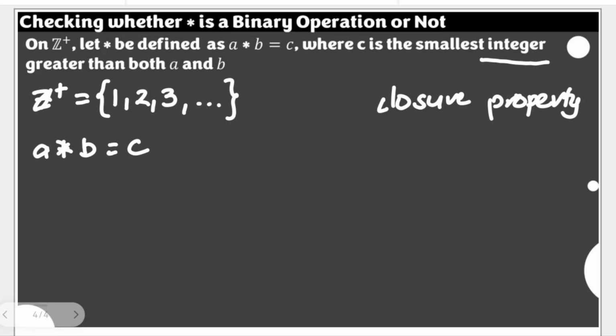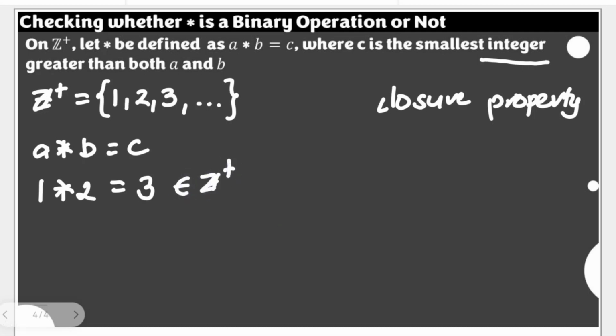What we just need to establish is that this integer c should be positive, so it would be an element of Z plus. Of course, if we pick 1 star 2, the result is c, which is the smallest integer greater than both a and b. So we have 3, because 3 is greater than 1, and 3 is greater than 2. And 3 is an element of Z plus.